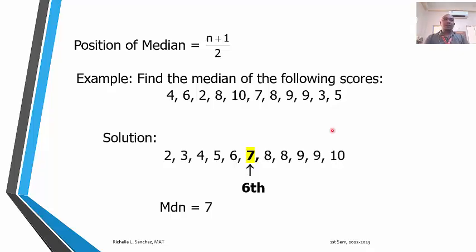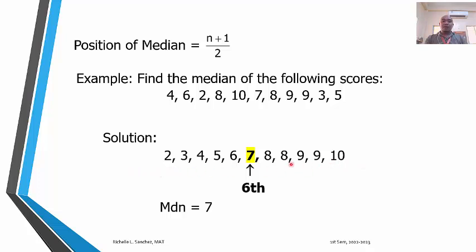To find the position of our median, we can use (n plus 1) divided by 2 as our formula. For example, find the median of the following scores: 4, 6, 2, 8, 7, 8, 9, 9, 3, and 5. Before we can identify the position of our median, it is necessary for us to arrange the scores either in ascending or descending order.